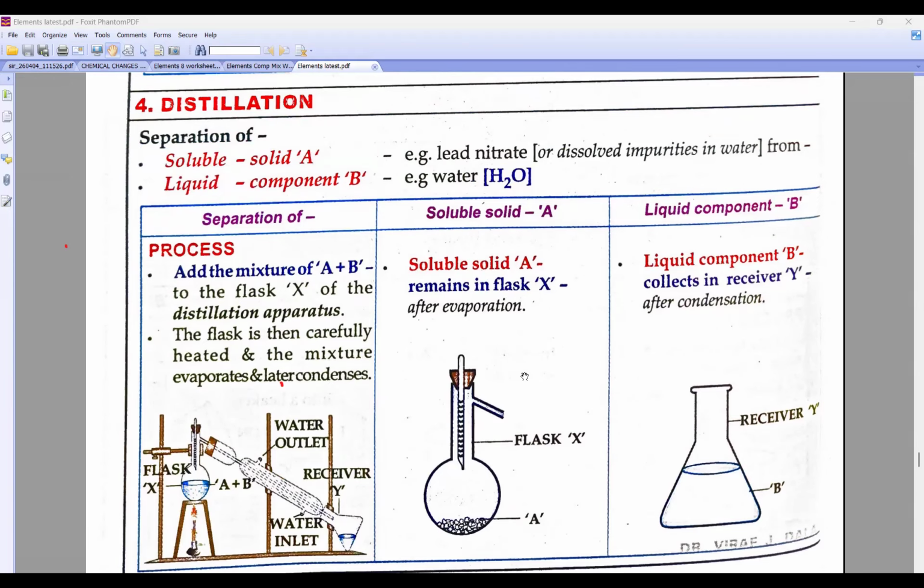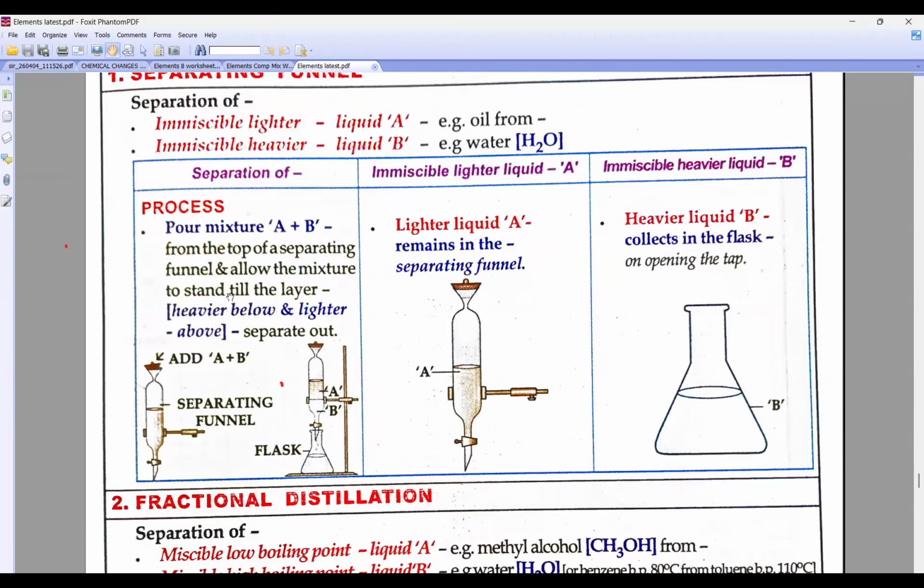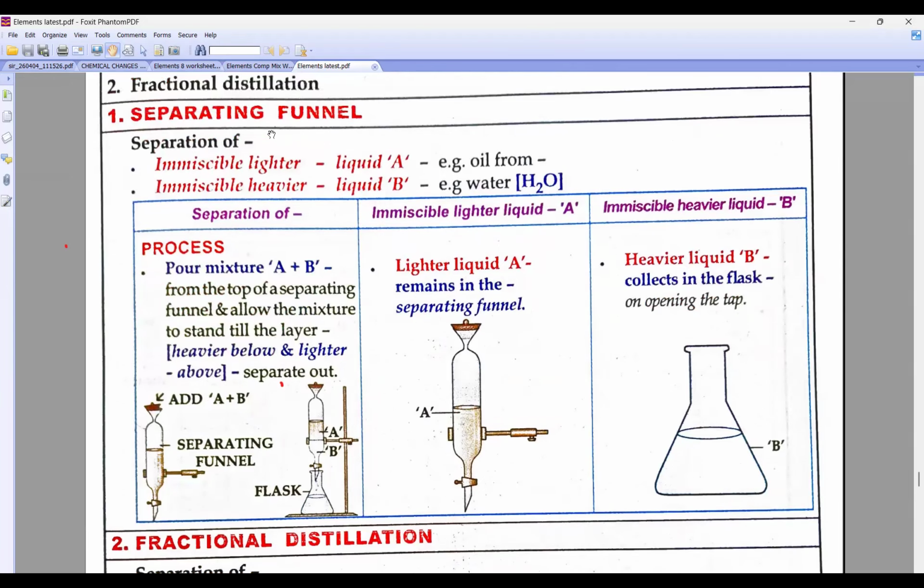Yeah, sir. We are going to complete the first chapter or not? Tell me. We did separating funnel. In separating funnel, beta, this is oil, and now in exam they will ask which is the lower layer? Water. Upper layer is oil.